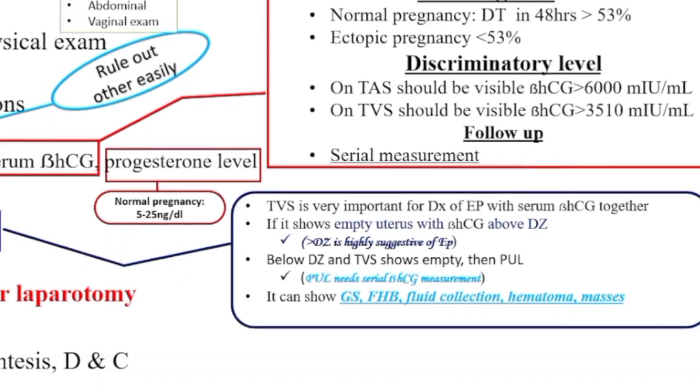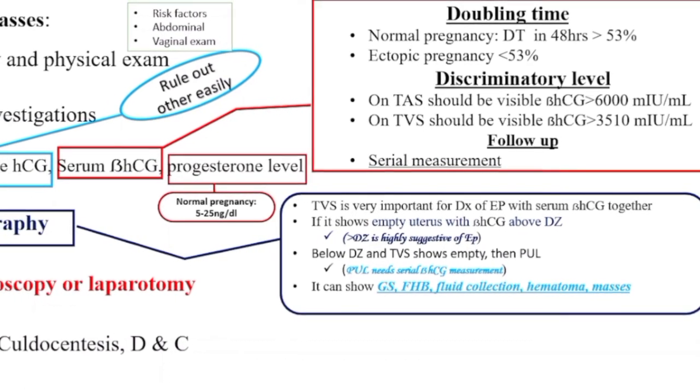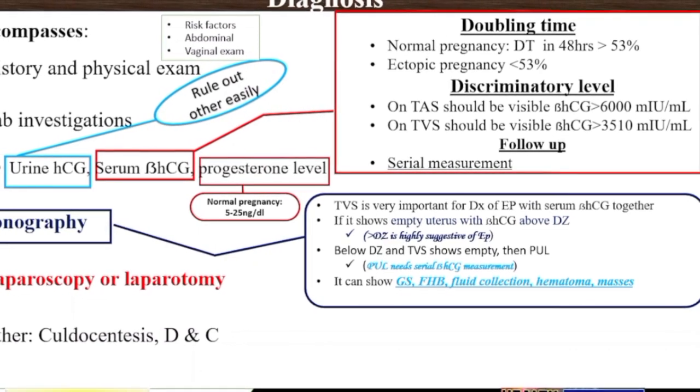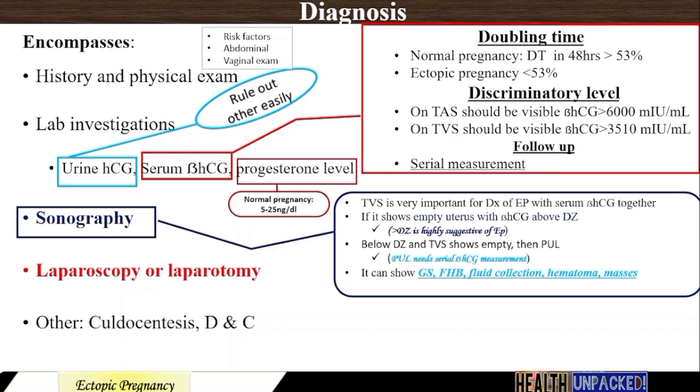So if it shows an empty uterus with beta HCG above the discriminatory level, that means around 3,500, that suggests ectopic pregnancy. Now, we can't say totally or 100% ectopic, but it is most highly suggestive of ectopic pregnancy. If it is below the discriminatory level and TVS shows an empty uterus, that's called pregnancy of unknown location. We don't know the location of the pregnancy.